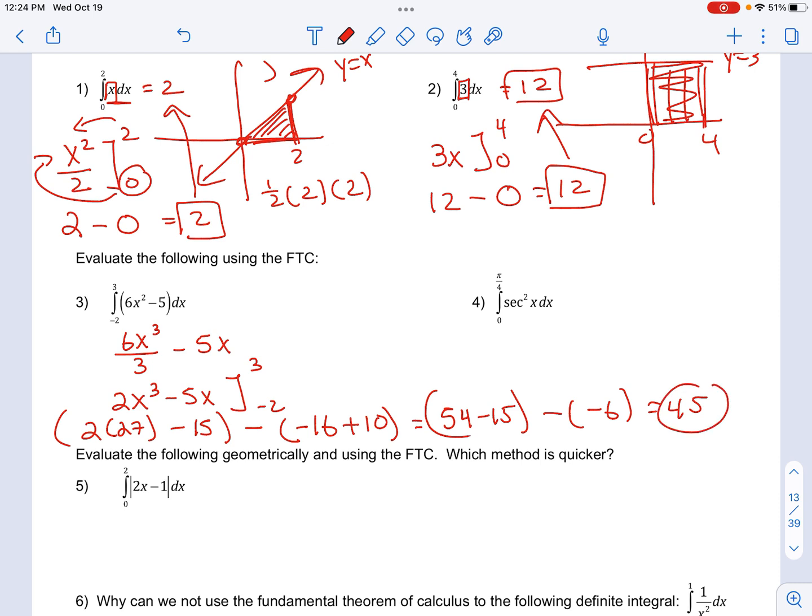Okay, same thing here. The antiderivative of secant squared is going to be tangent, and we're going to evaluate from 0 to pi/4. So the tangent of pi/4 is 1, right? Because sine over cosine, at pi/4, they're the same. Minus tangent of 0, which is going to be 0. So that gives me 1 as my value, okay?